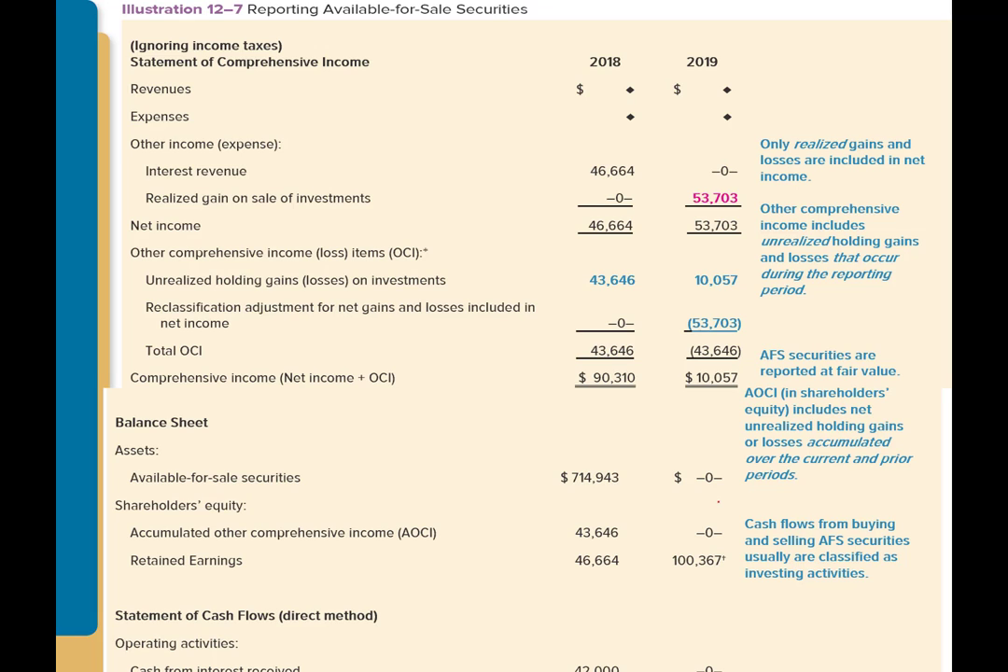Okay, balance sheet, no difference between that and trading. Statement of cash flows, we said it's going to be what? I didn't put the statement of cash flows as investing. Yeah. Okay. Question?